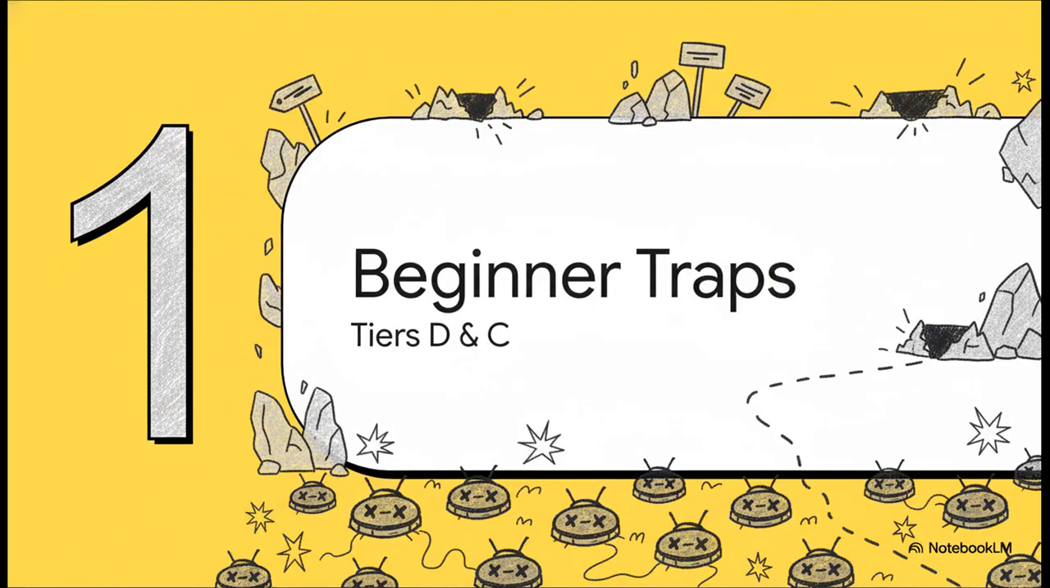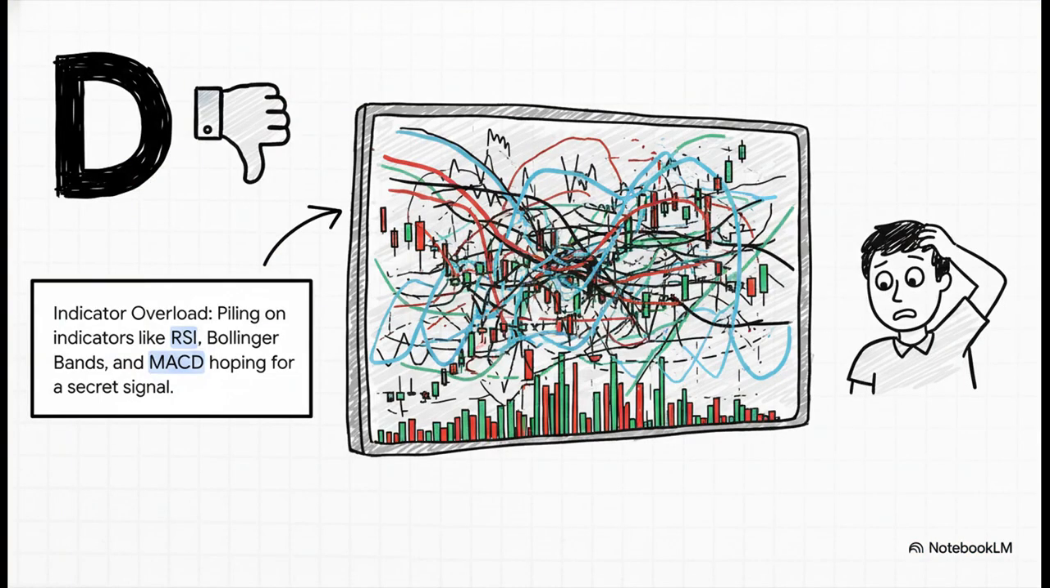Okay, let's dive right in, and we're going to start at the very bottom of the pyramid. Think of this part as clearing out the minefield. These are the strategies that are often major traps for beginners. Earning the lowest possible rank, the D tier, is something our source calls indicator overload. You've probably seen this. It's when a trader's chart is just plastered with popular indicators. Things like the RSI to measure momentum, Bollinger Bands for volatility, or the MACD for trends, all in the hope that somehow this messy combination will magically reveal a perfect trade signal.